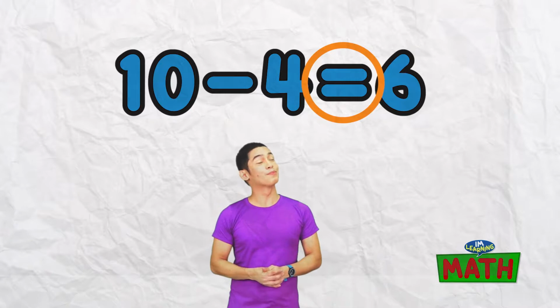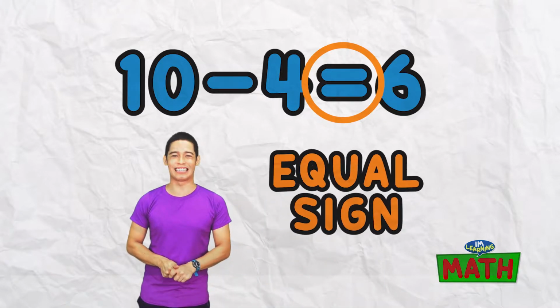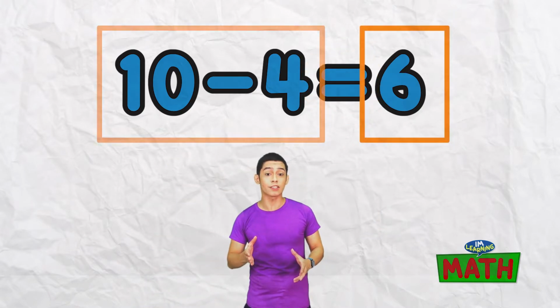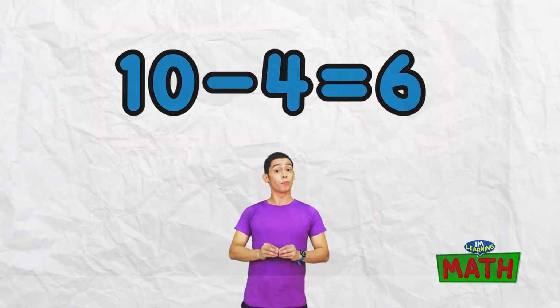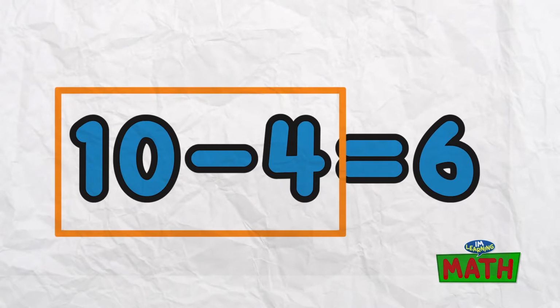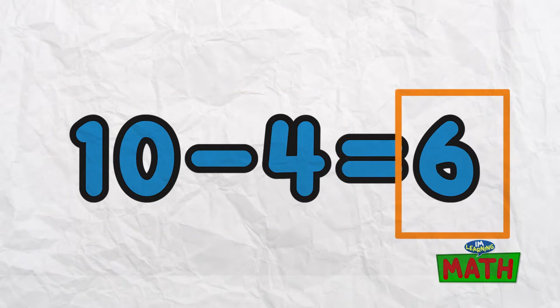Do you remember what these 2 lines are? That's the equal sign. We use that to show that the numbers on the right and its left side are the same. So, when we say 10 minus 4 is equal to 6, we are saying that 10 minus 4 is the same as 6.